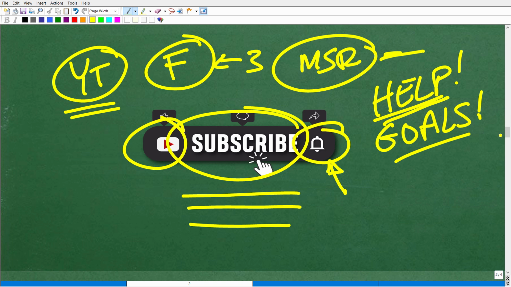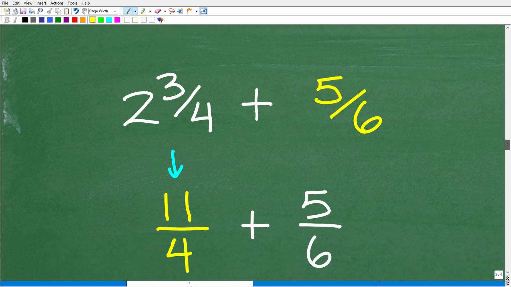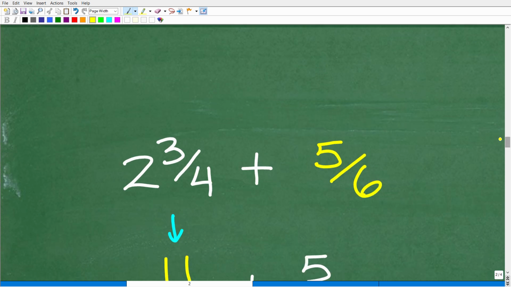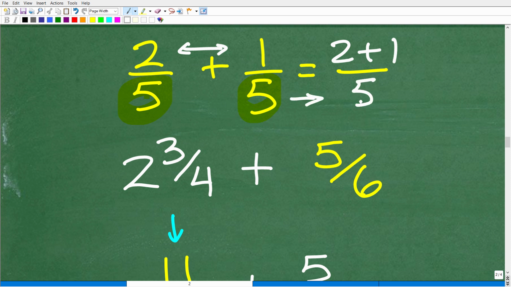All right, so let's go ahead and talk about how to add fractions. So how do you add fractions? Well, we can't add fractions unless we have the same denominator. So for example, if I have 2/5 plus 1/5, I can add these fractions because the denominators are the same. So what do you do? Well, you simply add the respective numerators. So that would be 2 plus 1, and put it over that common denominator, which of course is 5. So here you would have 3/5 as the answer.